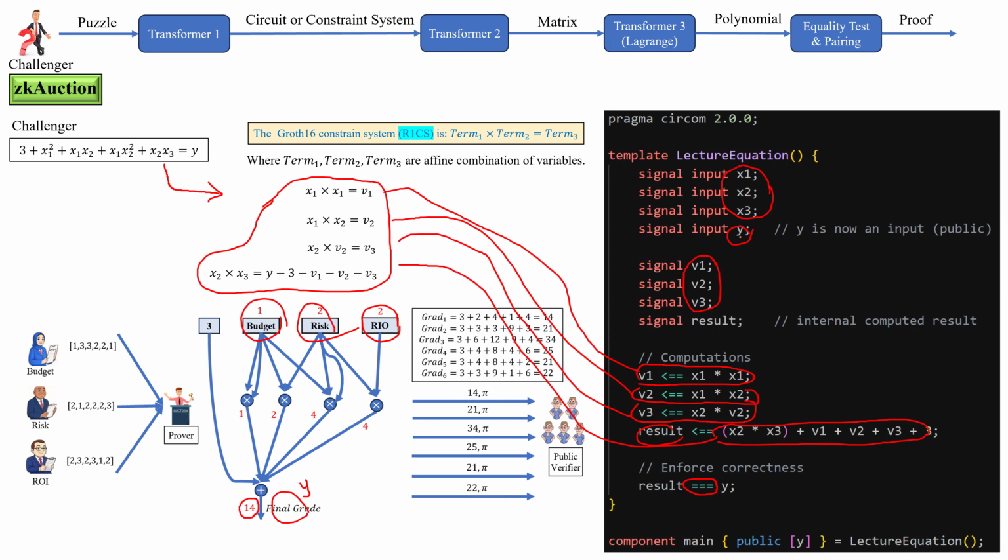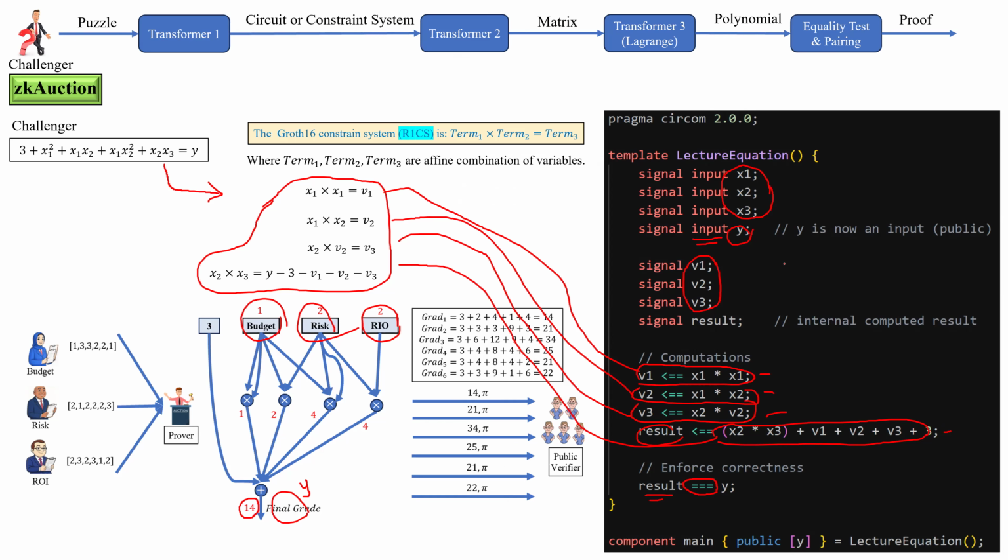So that's the reason the y is also considered as input, because the prover needs to enter the output of the circuit as an input to the code. And then finally, we check whether this input y equals the result, the value that is computed after running this circuit, after these lines.